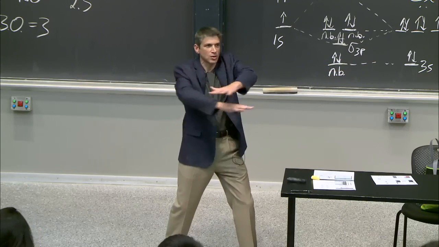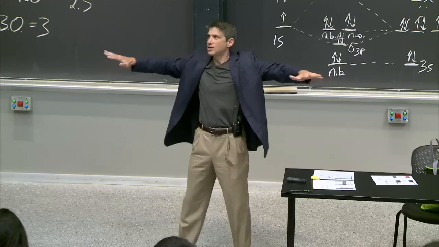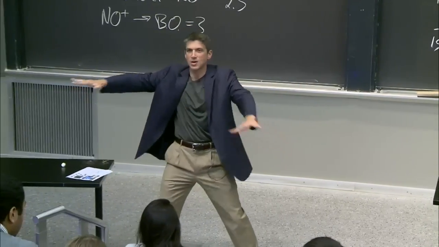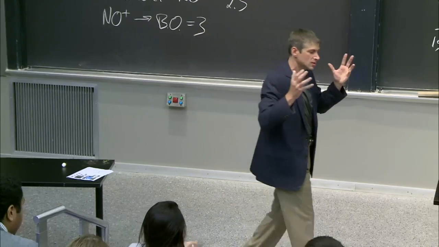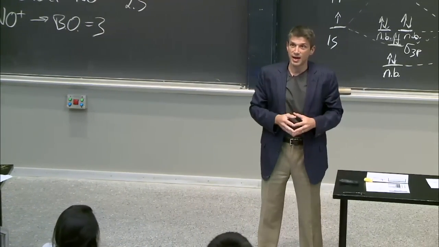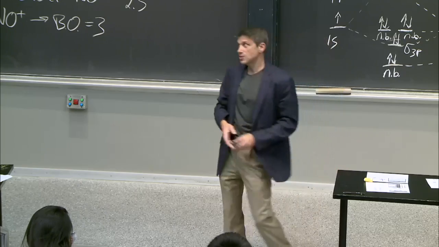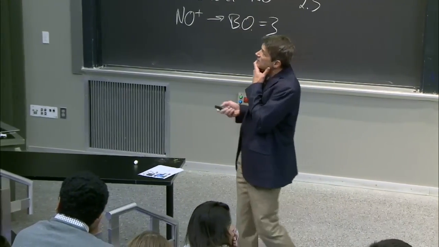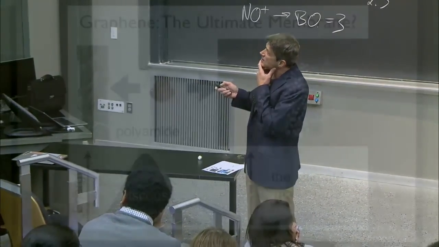Those pi bonds are going across the whole surface, and those electrons are critical. Those electrons that occupy those pi orbitals are critical to the very special properties that graphene has. Right? So you now know the secret. It's sp2 hybridization.